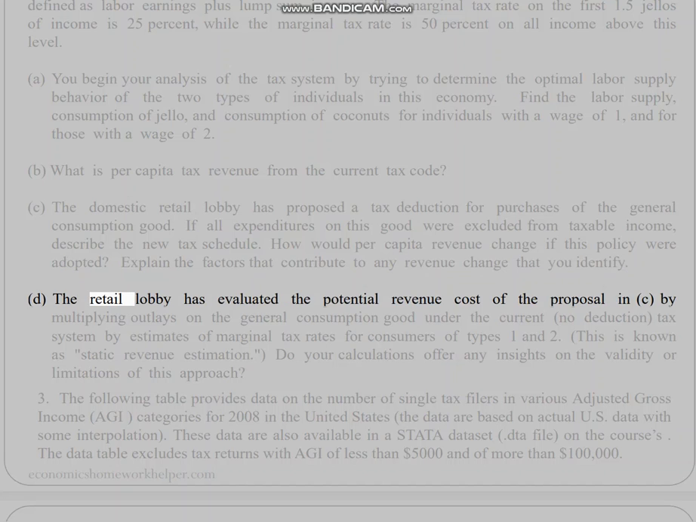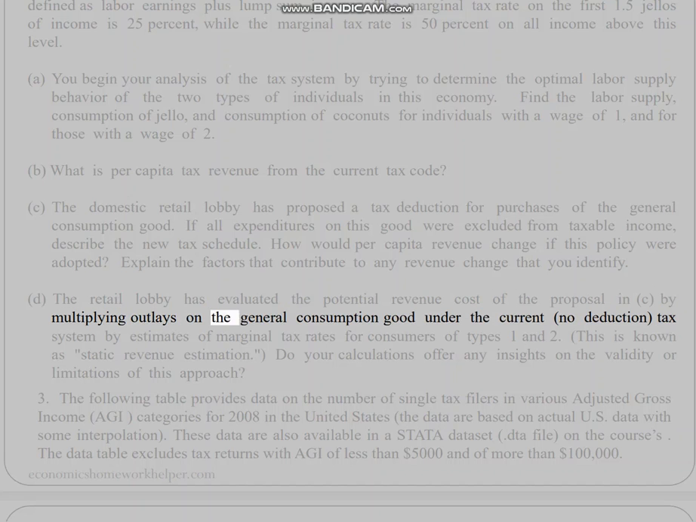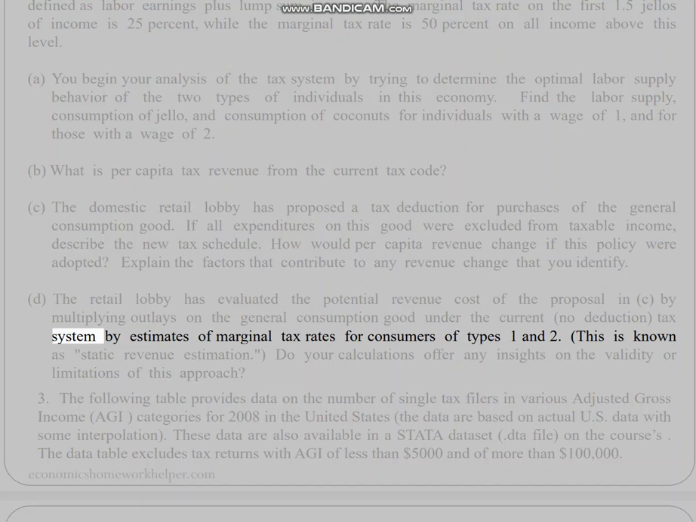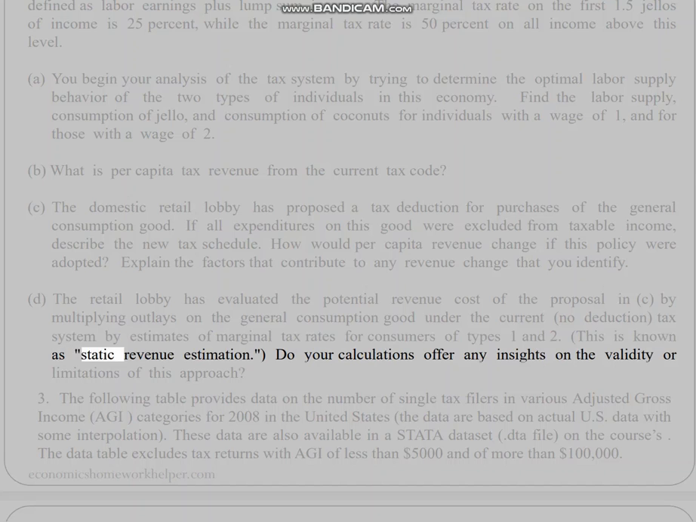D. The retail lobby has evaluated the potential revenue cost of the proposal in C by multiplying outlays on the general consumption good under the current, no deduction, tax system by estimates of marginal tax rates for consumers of types 1 and 2. This is known as static revenue estimation. Do your calculations offer any insights on the validity or limitations of this approach?